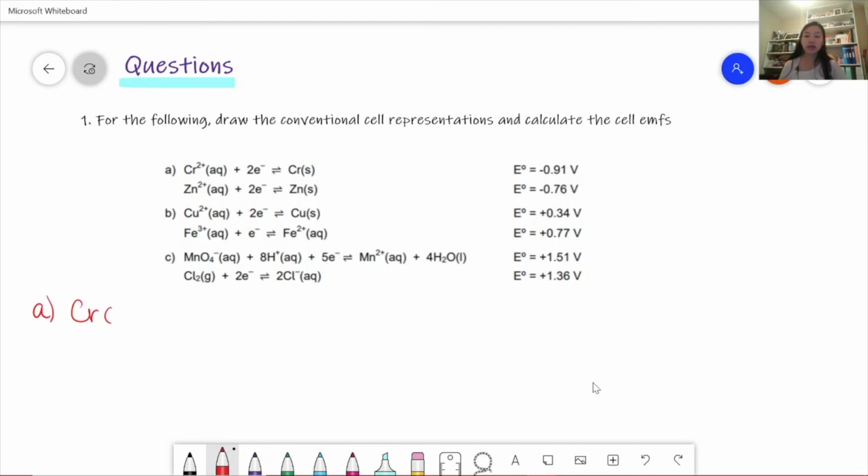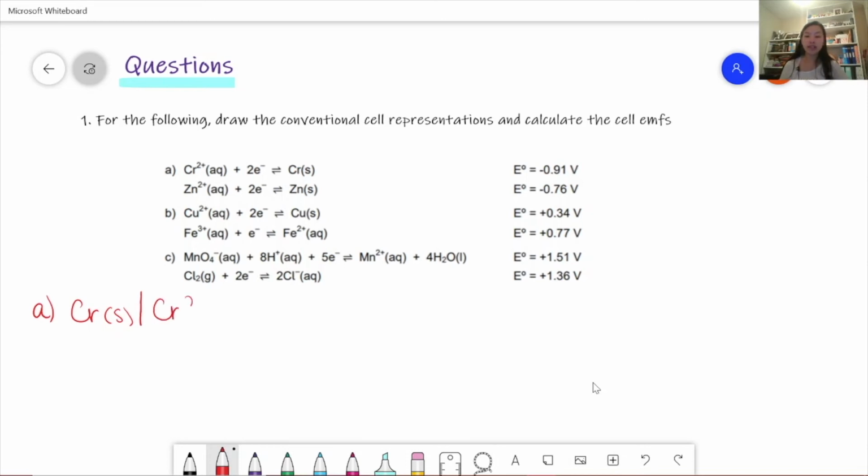So we have chromium, and you've got to remember to write the state it's in as well, so it's a solid. And then we write the Cr2 plus aqueous ion, and because this is aqueous and the chromium is solid, we have to draw a solid line to separate between phases.